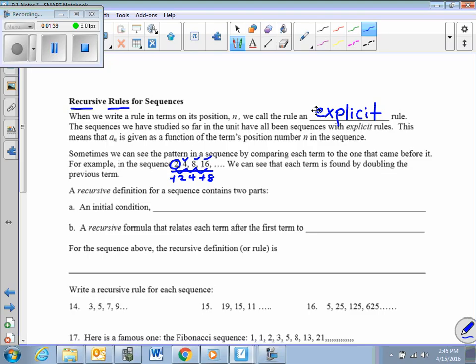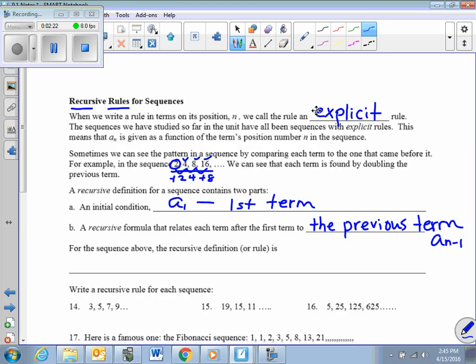Okay, and we always have two conditions. We have to have an initial condition. A sub 1 we call the first term. We have to know what the first term is. Why do we have to know that? We have to be given that because there's no previous term before the first one. So we have to be told what the first term is. And then we need the recursive formula that relates each term after the first term to the term that came just before it, the previous term, which we're going to call A sub n minus 1.